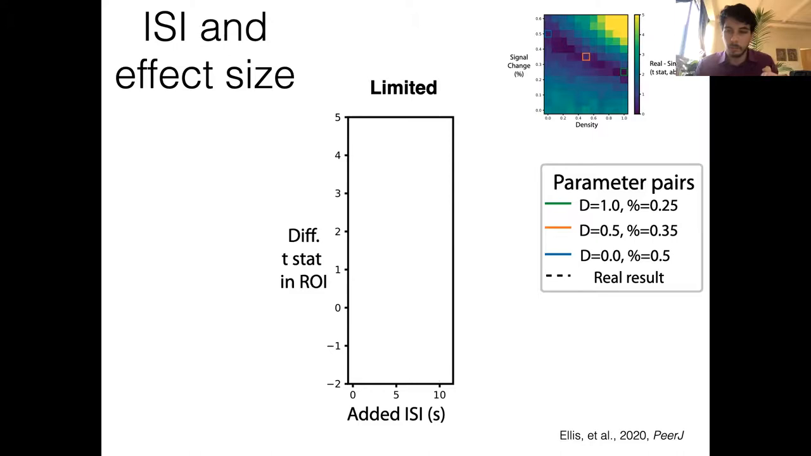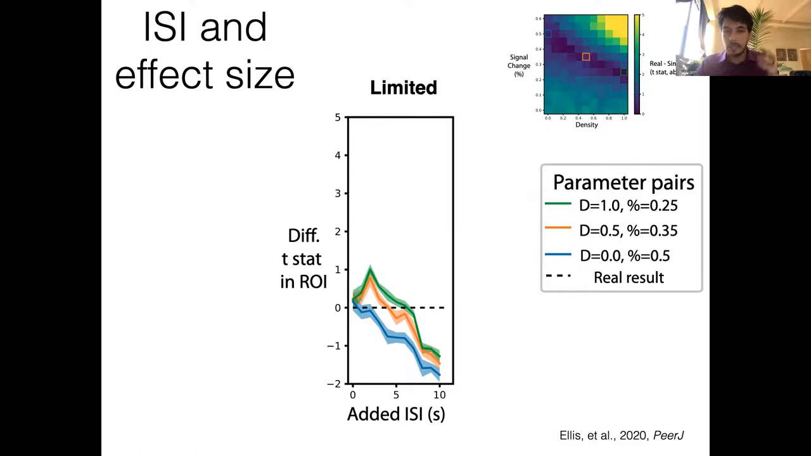And interestingly, what we see again is different patterns, where if you have a low density representation, then increasing the ISI actually just hurts when you limit the length of the experiment. But if you have a high density representation, then adding a couple of seconds will overall help you a lot. And so this kind of logic can really help you see how you can tweak your experiment to improve the results according to these assumptions.